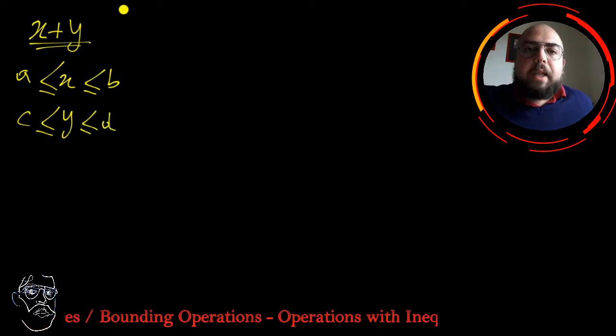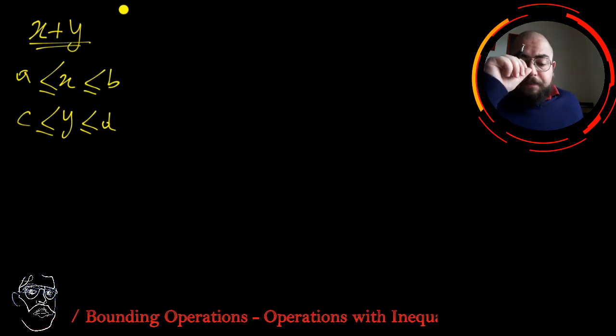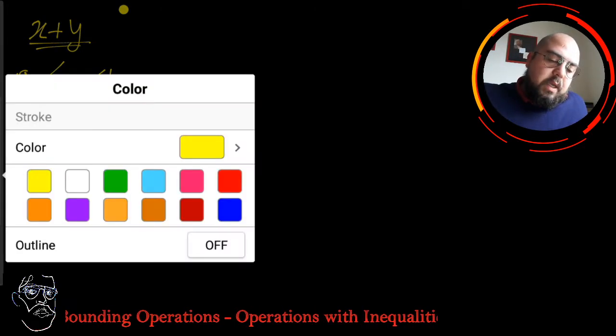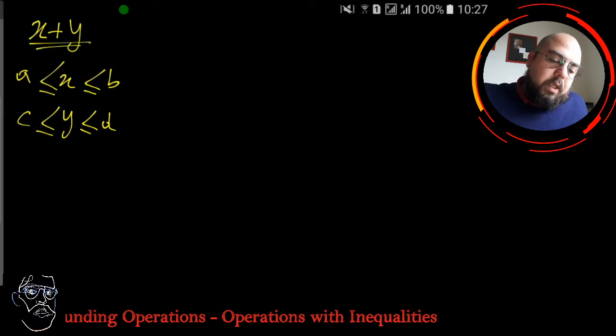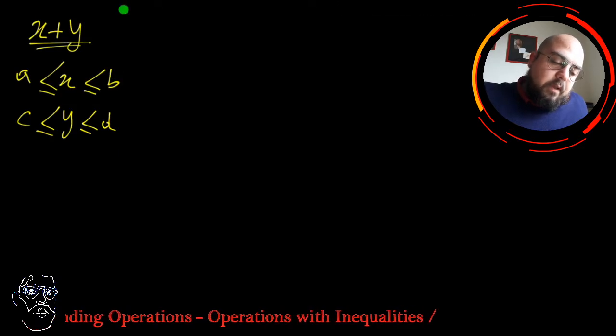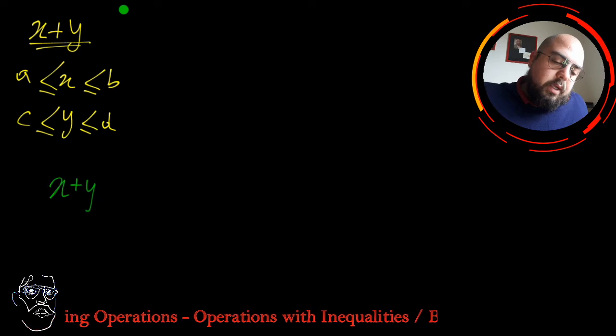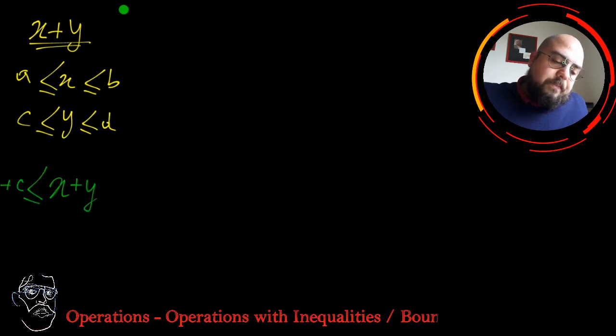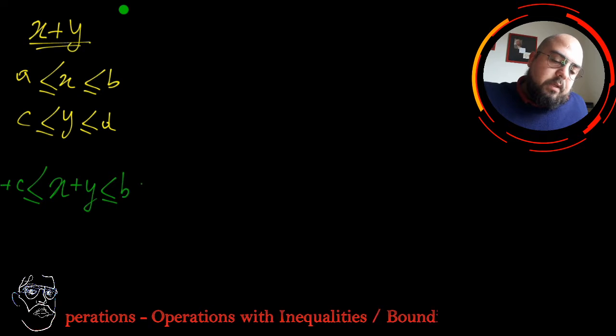No matter what the values are for a, b, c, and d, you can simply deduce that your addition, x plus y, will be between a plus c and b plus d.